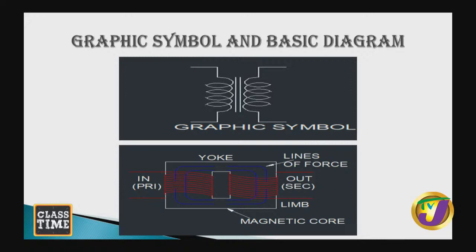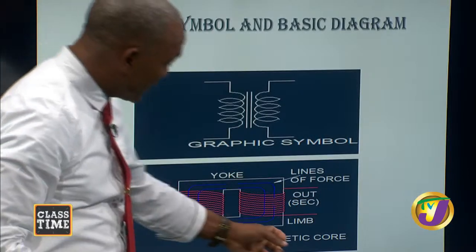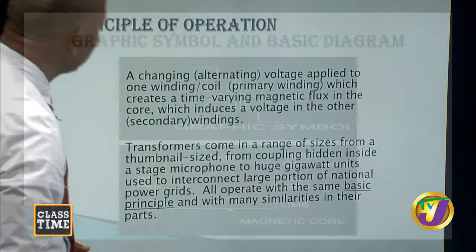These lines of force cannot be seen with your naked eyes, but for reference, we use this to show that there are a number of magnetic lines of force being created, and they are transferred from one coil to another. And this represents your magnetic core.